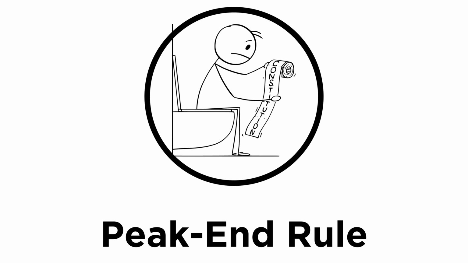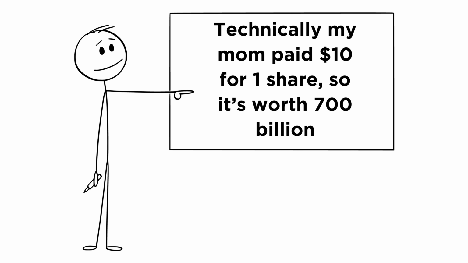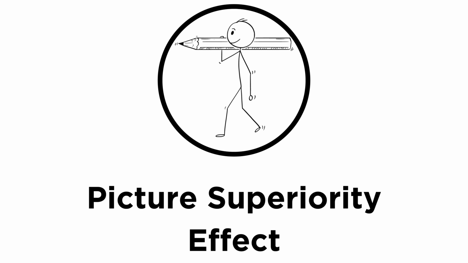Peak end rule is when you judge your experience based on how it was at its peak, not how it actually ended. It's saying that you got an A in the class after the first assignment when in reality I had a D. Picture superiority effect is the phenomenon where pictures and images are more likely to be remembered than words.